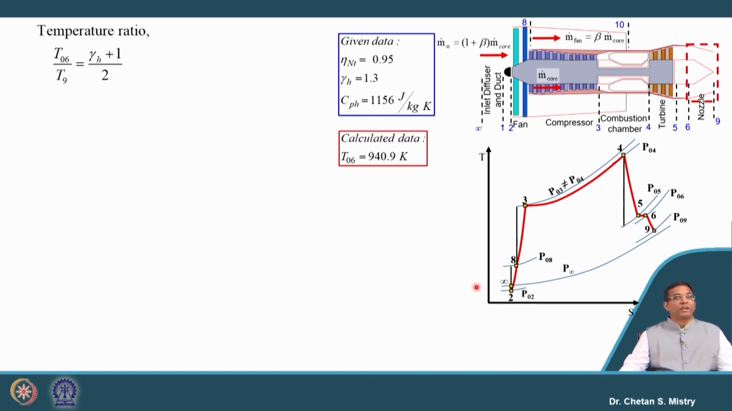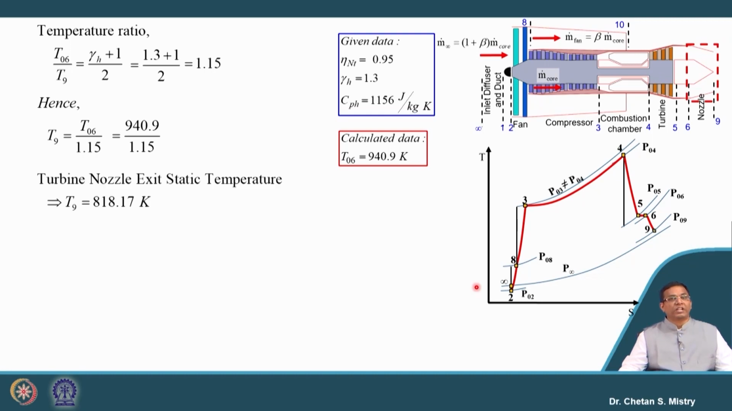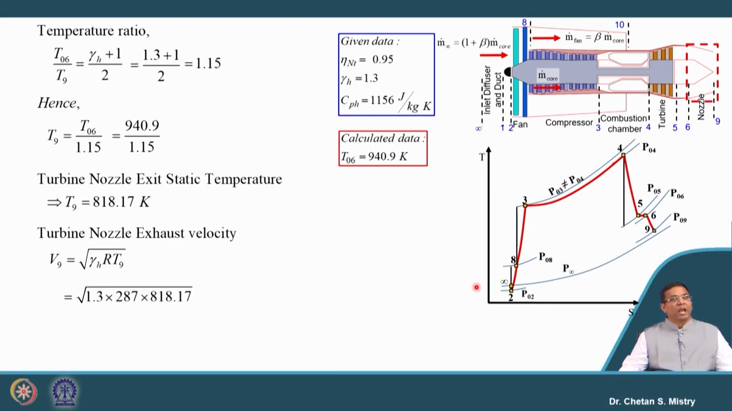In order to calculate that velocity, we need to have the exit static temperature. So, that we can correlate based on the temperature ratio, which is given by (gamma plus 1) by 2. If we put this number, the exit static temperature is coming 818.17 Kelvin. Since this nozzle is a choked nozzle, the exit velocity can be calculated as the square root of gamma R T9, and if we put this number, our turbine nozzle exit velocity is coming 552.5 meters per second.